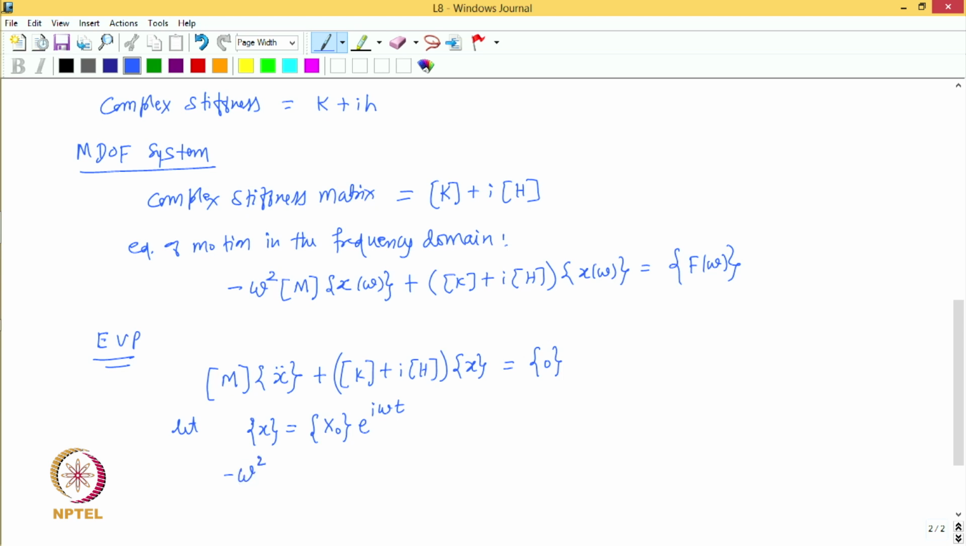minus omega square m x naught plus k plus I h x naught, multiplied by e to the power I omega t. Okay. So, in this equation, for an arbitrary value of t, e to the power I omega t cannot be 0, and hence the only way this equation can be satisfied is when the term in the bracket is 0. So, let us write that on the next page.